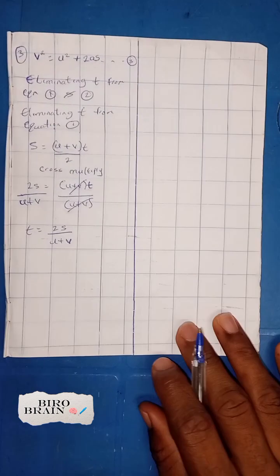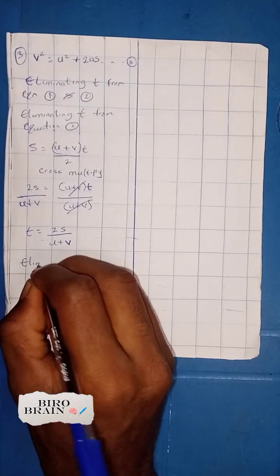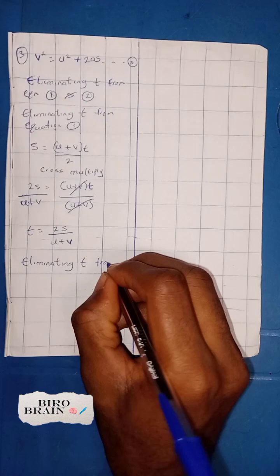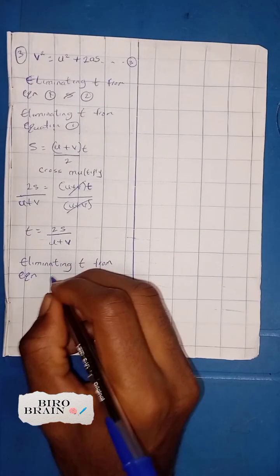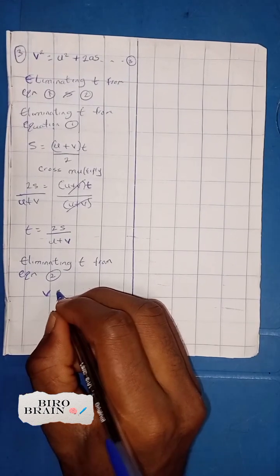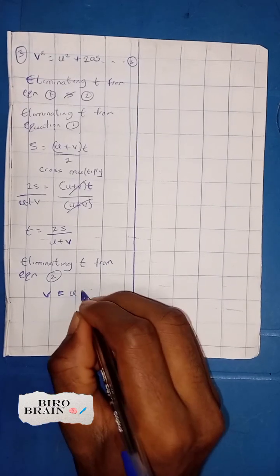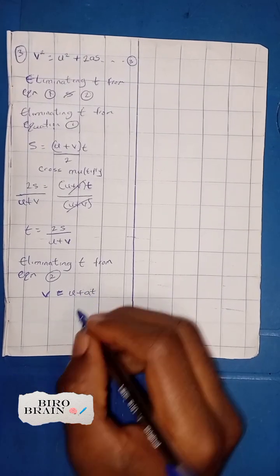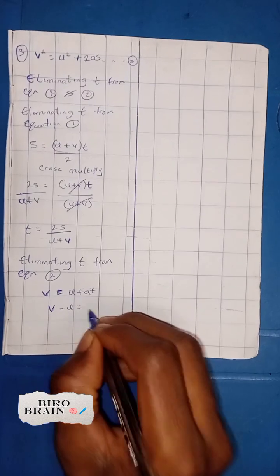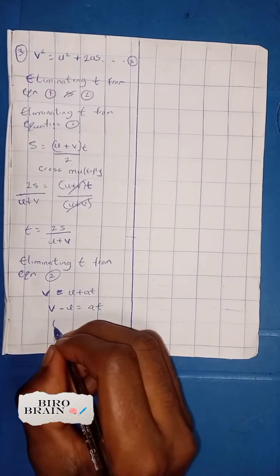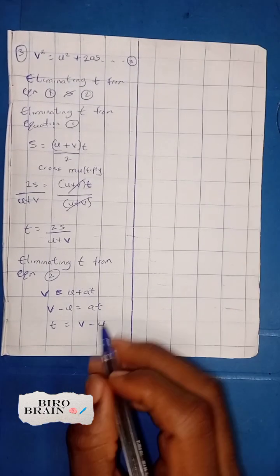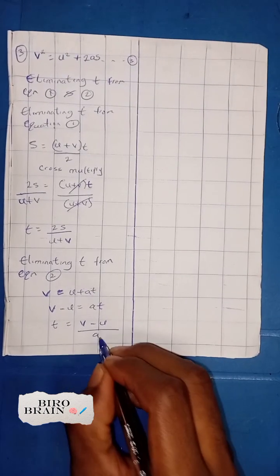Then eliminating t from equation 2, which is v is equal to u plus at. Then this u goes to the other side. We'll have v minus u is equal to at, and we're having t is equal to v minus u over a, which is final velocity minus initial velocity over a.